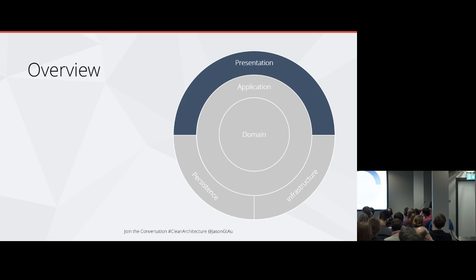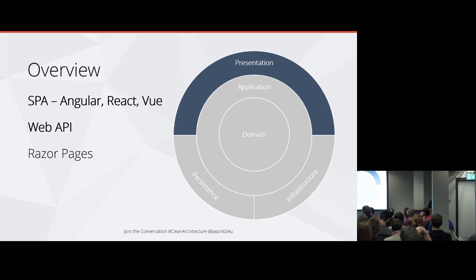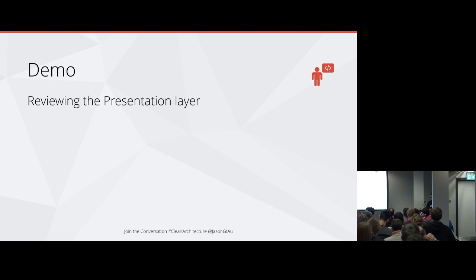So as I mentioned, this is an ASP.NET Core 2.2 web app running Angular. So in the presentation layer, it can be whatever we want. It could be Spark, Angular, React, Vue, Web API, Razor Pages, Blazor, MVC, web forms even. It really doesn't matter. Everything's in Core. Let's have a look.